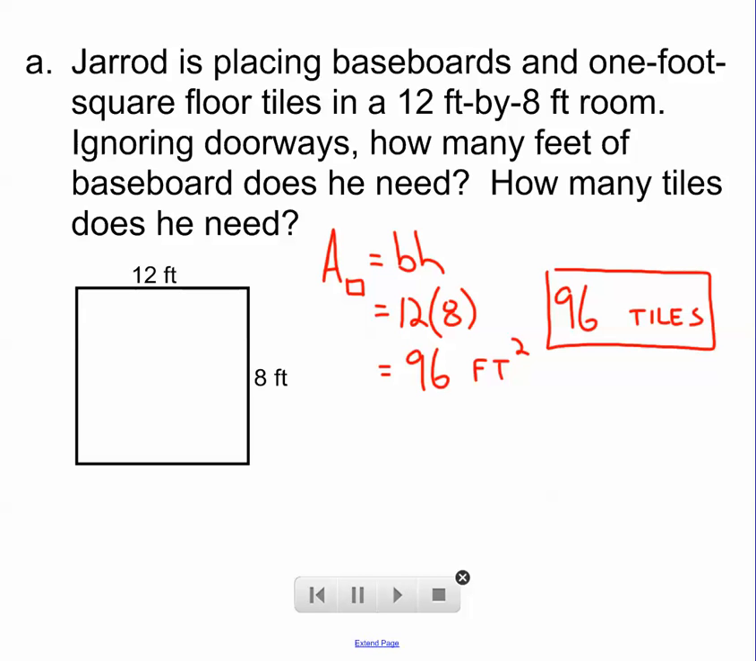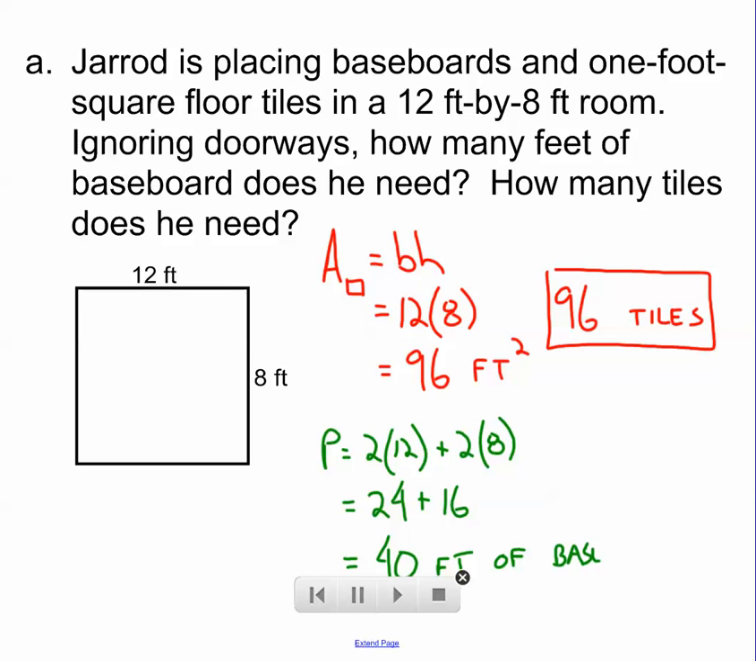Okay, perimeter is going to help us figure out how much baseboard we need around the bottom of the room, the trim that you put along the bottom of the room. And again, we're ignoring doorways where we wouldn't normally put boards. So perimeter of a rectangle, well, we have 2 lengths that are 12 feet, and we have 2 lengths that are 8 feet. Multiply first, and then add them up. We have 40 feet of baseboard that we need, which, by the way, is the same as 12 plus 12 plus 8 plus 8. Let's do this a couple more times.